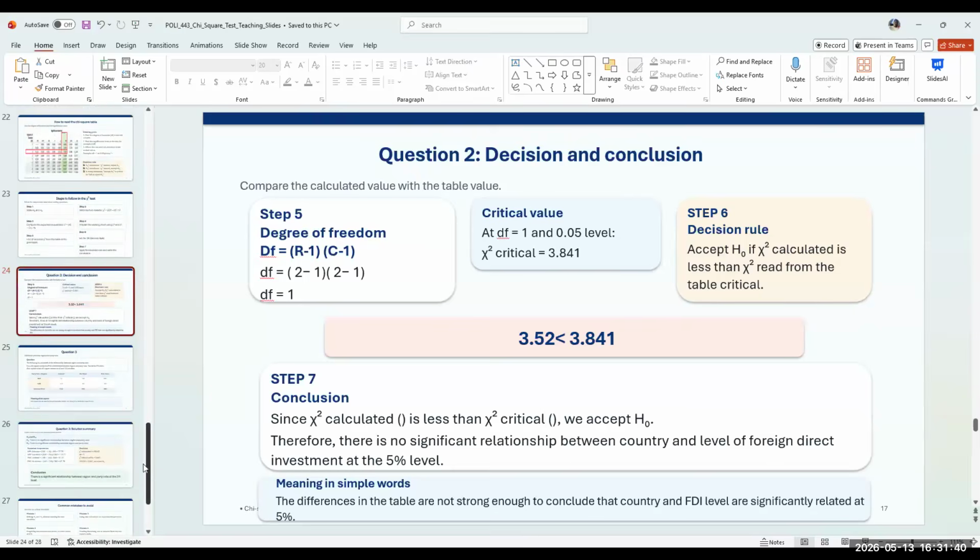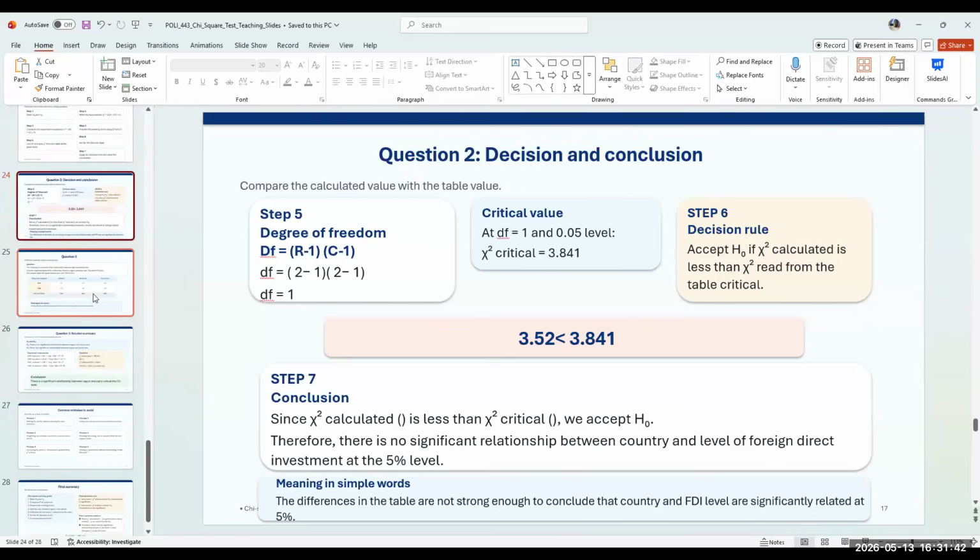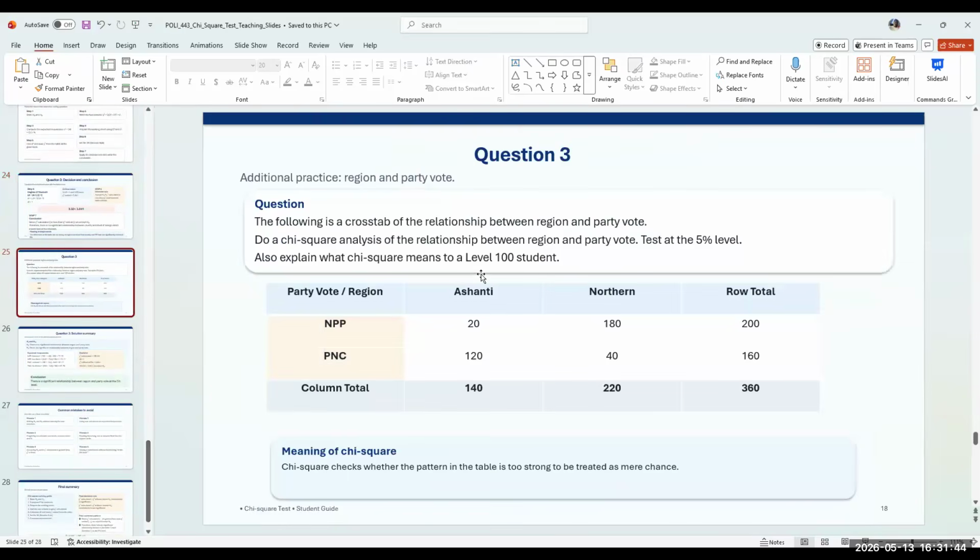So I'm happy that now you all have gotten that idea. You've gotten the steps. Question 3 was a similar one, with party vote, Ashanti and Northern, where the row and column totals were all different, right? Somebody was asking the question, and yes, they are all different. That is how it is.